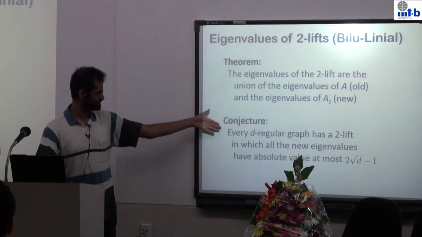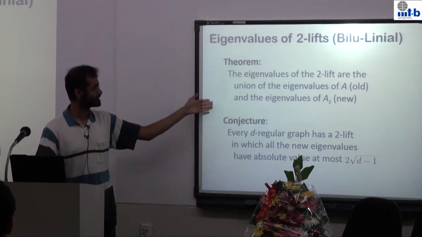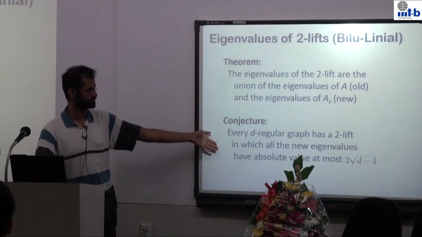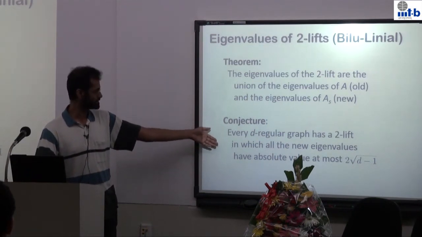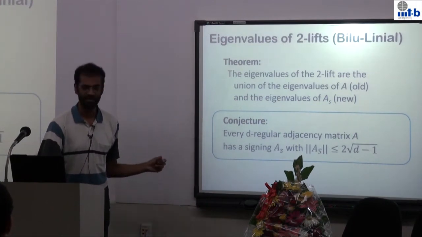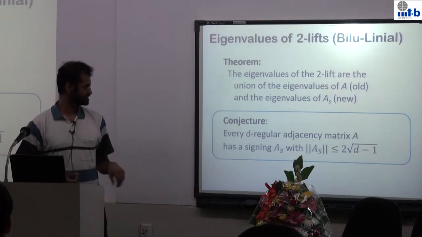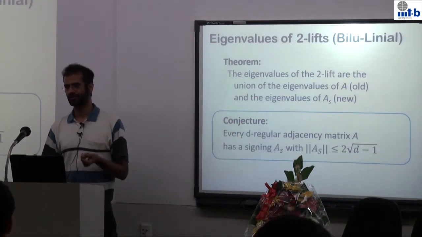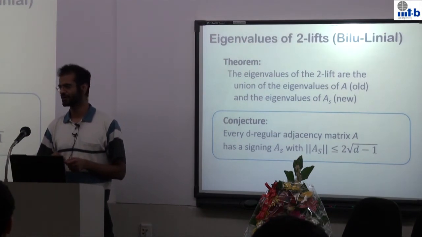So the conjecture was: every d-regular graph has a 2-lift. They made this very bold conjecture. Every d-regular graph has a 2-lift in which the new eigenvalues are at most 2 square root d minus 1, which in the language of signings is literally just this statement. Every d-regular adjacency matrix A has a signing such that the norm of the signing is at most 2 square root d minus 1. The norm of a symmetric matrix is the largest absolute value of its eigenvalues.